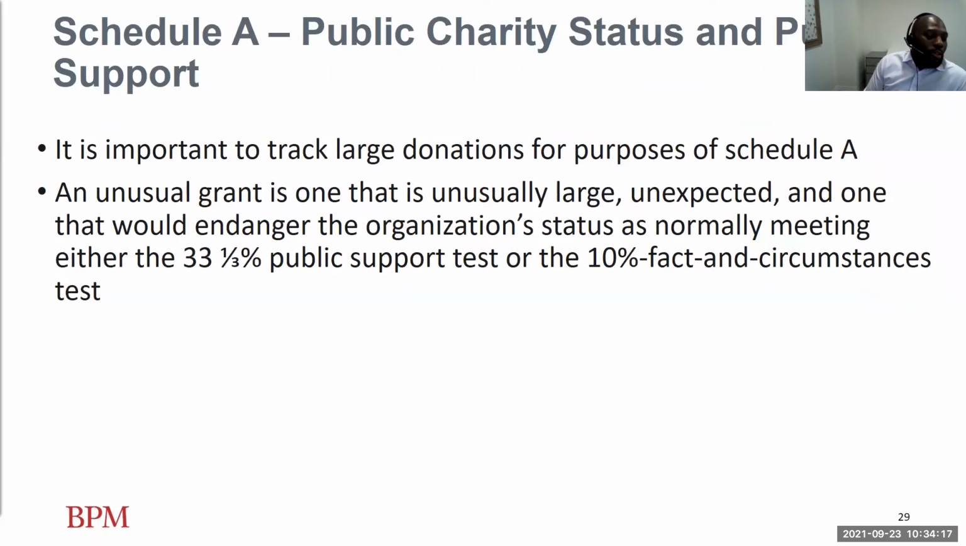It is important for the organization to track donations for purposes of Schedule A. Now, sometimes you might receive an unusual grant that was really large, which can make the organization fall below the 33 1/3%. The good thing is that if it is unusual, if it's not something you usually get, then you're not required to include it in your calculation, because it would really hurt you within your support computation. So you basically need to exclude it for your calculation purposes.